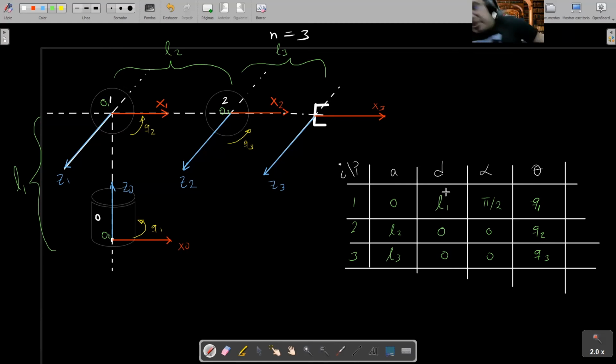Please keep in mind these parameters because we're going to use the MATLAB resource in the next video in order to find the forward kinematics.